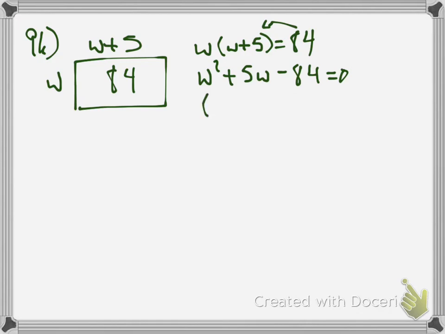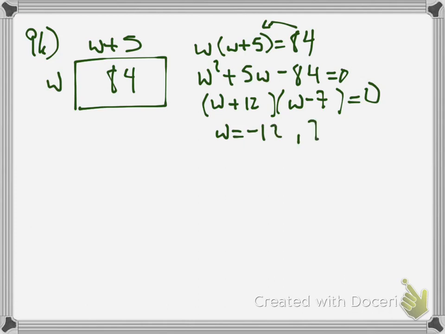So we can see here, what two numbers multiply to give me 84 but subtract to give me 5? That would be 12 and 7. And then keep in mind the final answers would be the opposite of those numbers in the parentheses. So the opposite of a plus 12 is minus 12. And the opposite of a negative 7 is positive 7. And since I can only take the positive answer, I cross out the negative because this is an application problem. The answer is 7.